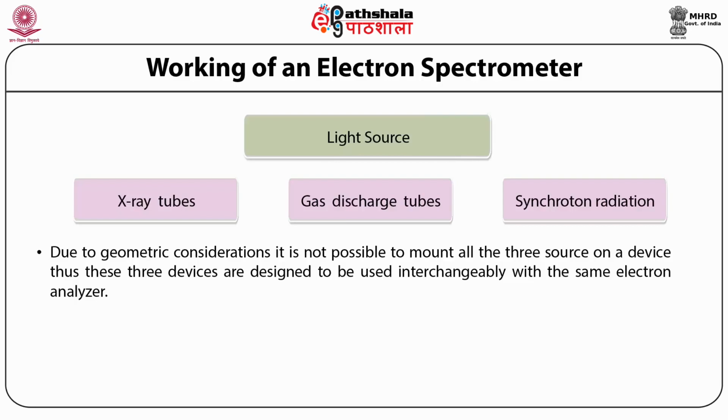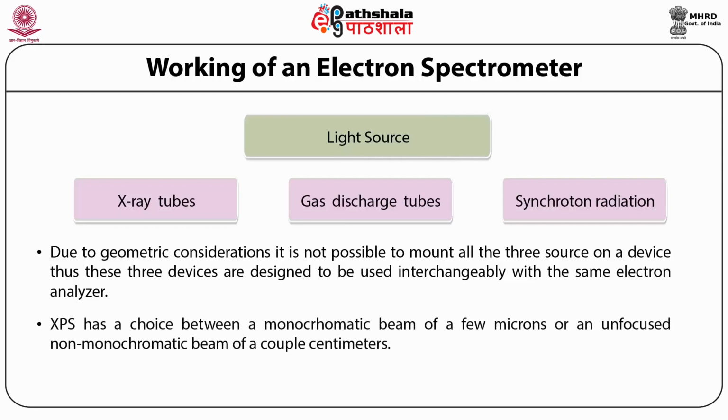with the typical one being a helium discharge lamp operating at 58.4 nanometer, corresponding to 21.2 electron volt of energy. XPS has a choice between a monochromatic beam of a few microns or an unfocused non-monochromatic beam of a couple of centimeters. These beams originate from X-ray sources of either magnesium or aluminium, giving off about 1254 electron volt and 1486 electron volt of energy respectively.